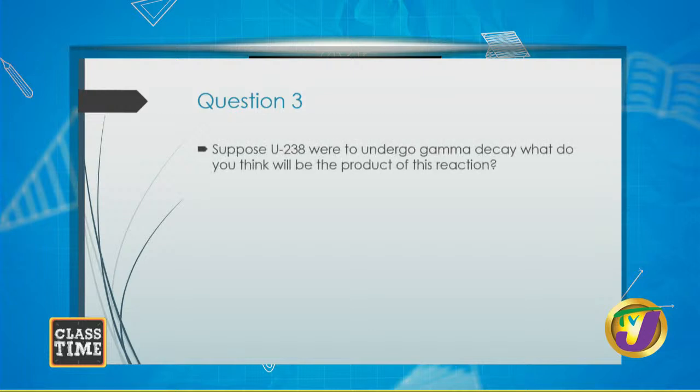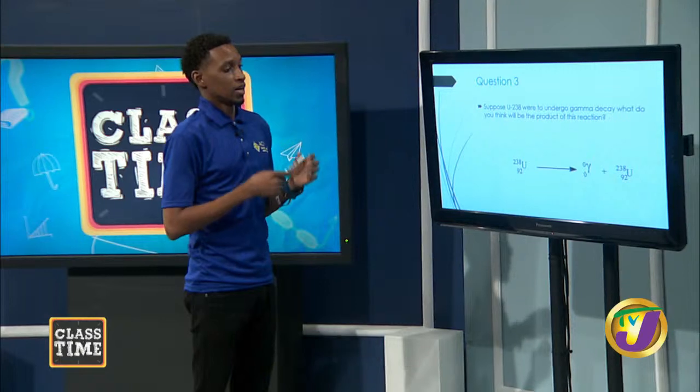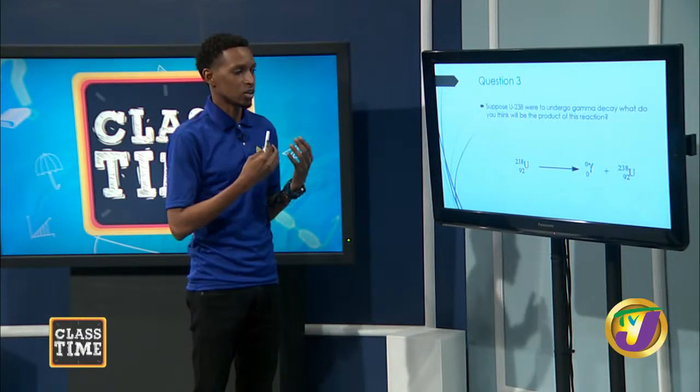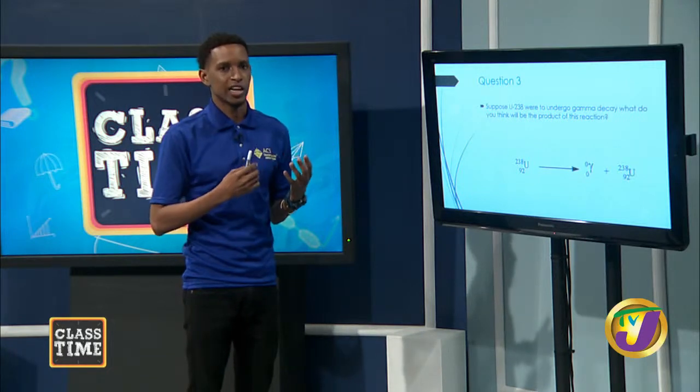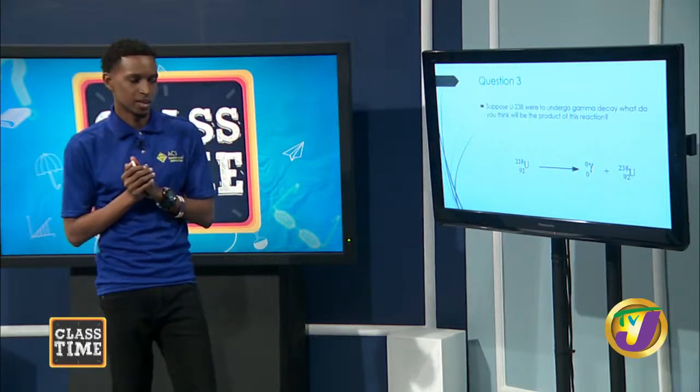Question 3. It says, suppose uranium-238 would undergo gamma decay, meaning that uranium would lose a gamma particle. What do you think would be the product of this reaction? If uranium-238 were to lose a gamma particle, it would still generate uranium-238. It didn't lose any mass and it didn't lose any charge, it just lost energy. So this would be the equation.